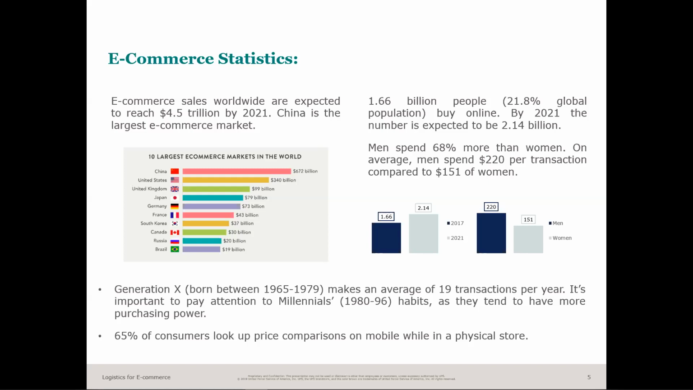And then we look at what generations. It's no doubt that at least the Gen X part of the population, that's the group born between 1965 and 1979, makes an average of 19 transactions per year. That's important to pay attention to the age group that you're trying to cultivate.